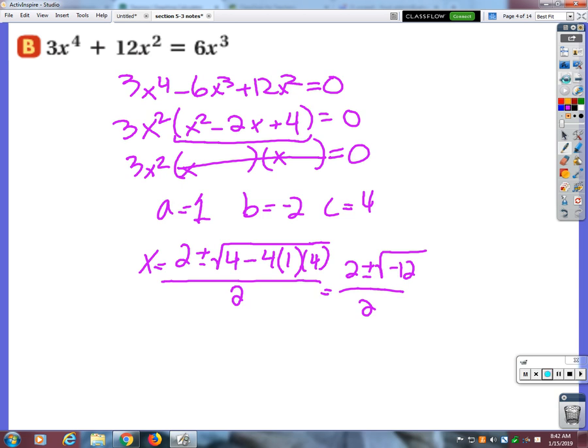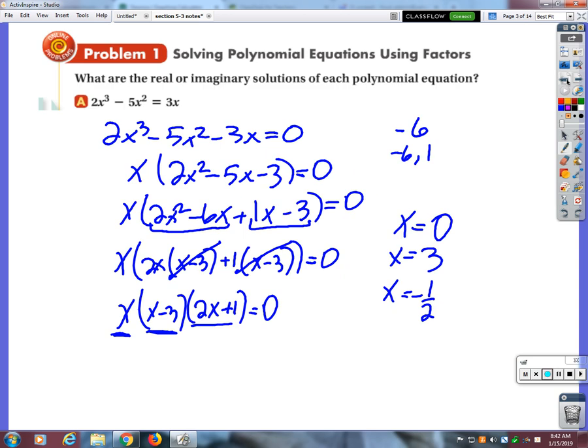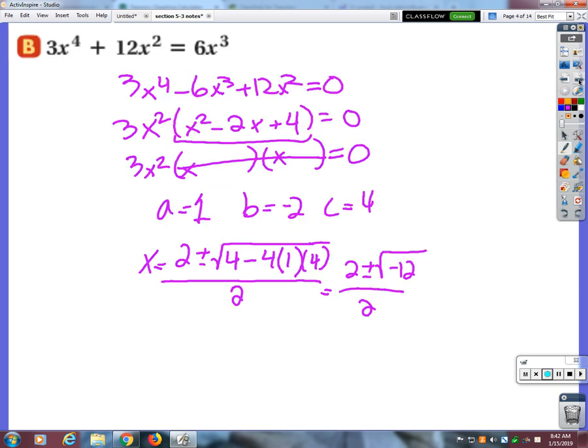No solution. But if you go back and look at the directions, it specifically says what are the real or imaginary. So that means imaginary numbers are allowed. So take the square root of negative 12 and break it down. What's the number that goes into it? Okay, good. So we know the square root of negative 4. So I'm going to rewrite it as negative 4 times 3.